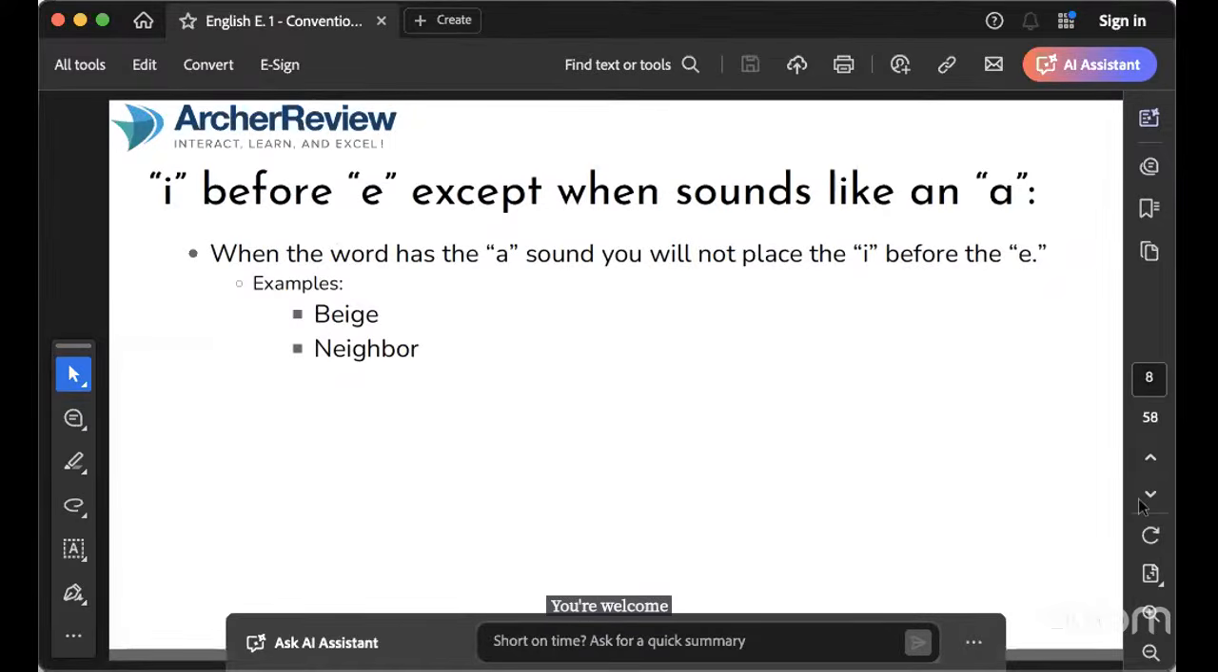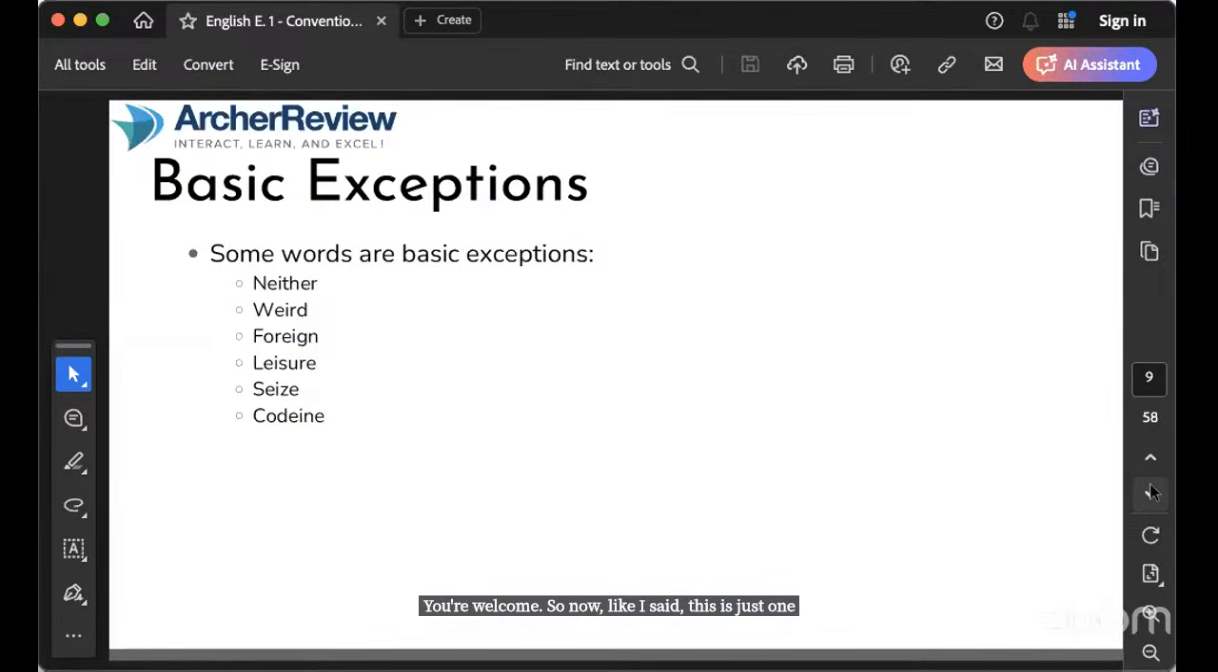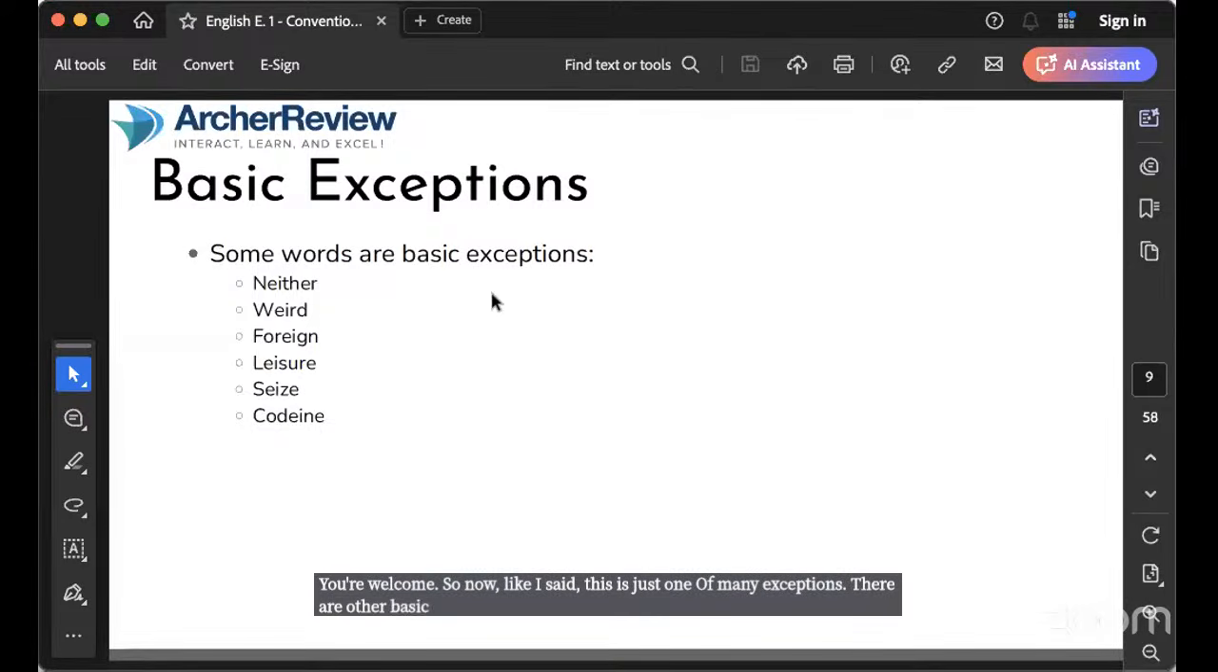So now, like I said, this is just one of many exceptions. There are other basic exceptions. So there are some words like neither, weird, foreign, leisure, seas, codeine.